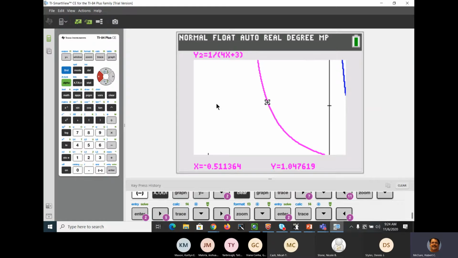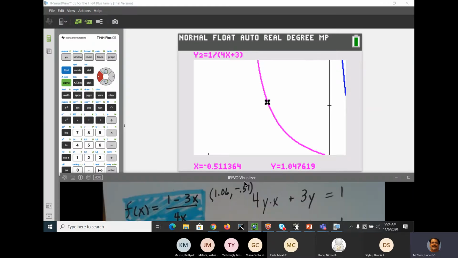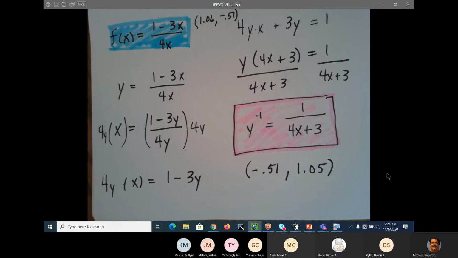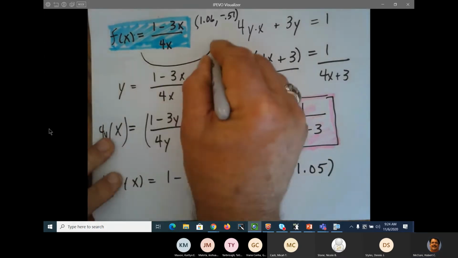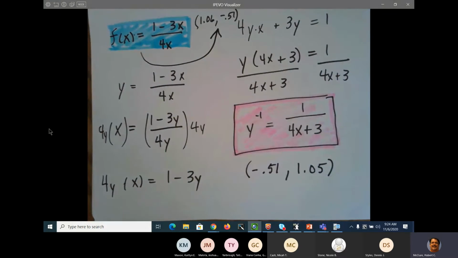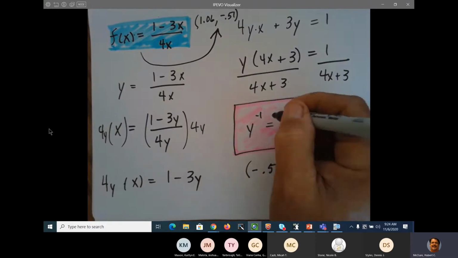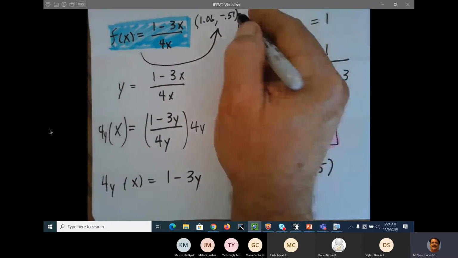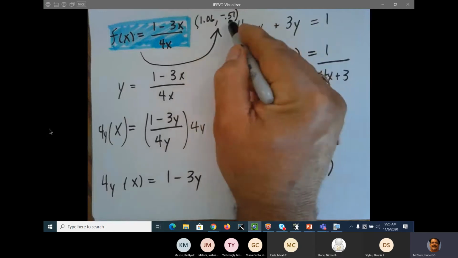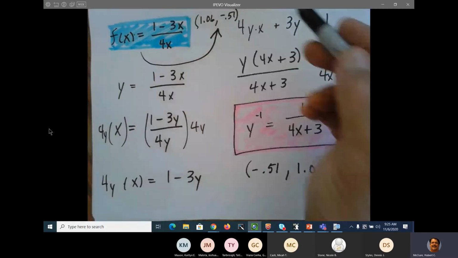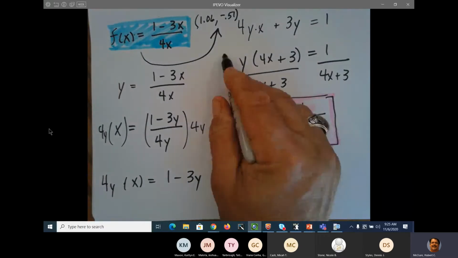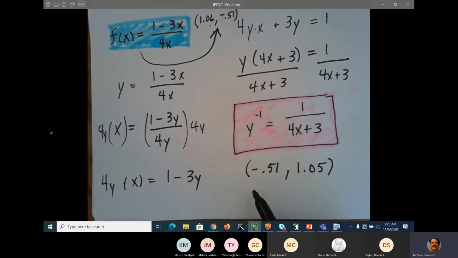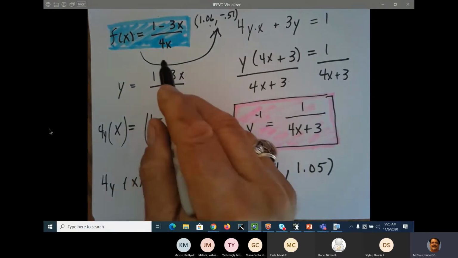Okay, so right here on the function, we picked a point, and that point was 1.06 and negative 0.51. To check the graph to see if this is the inverse, it should be reversed. So we should look at X is equal to negative 0.51. We did, and we came up with 1.05, which is very close to 1.06. And of course, you can tell that they are inverses of each other.